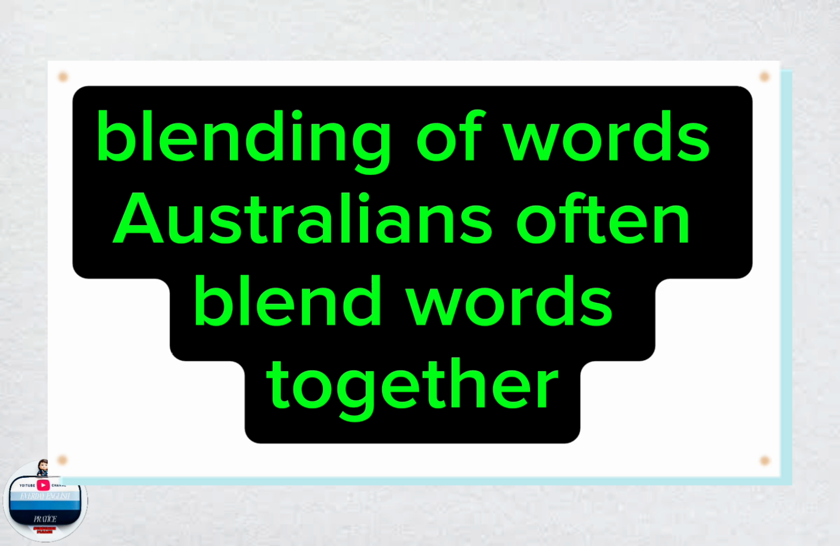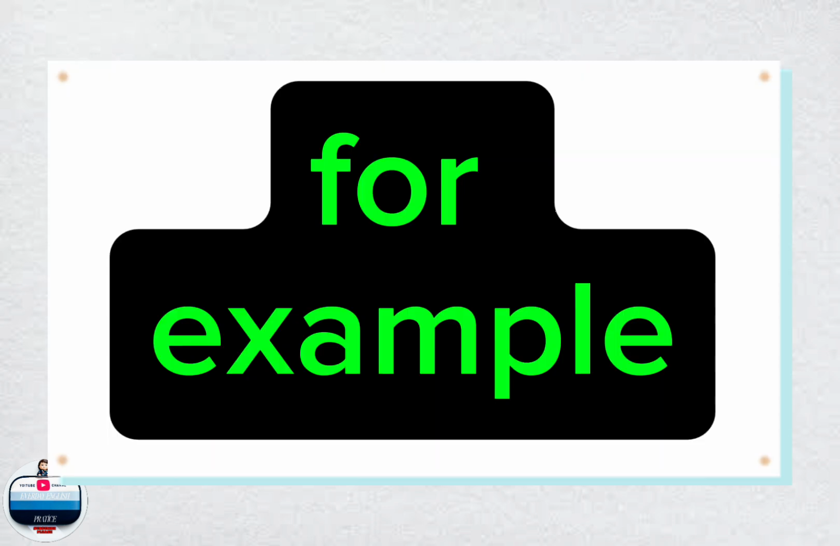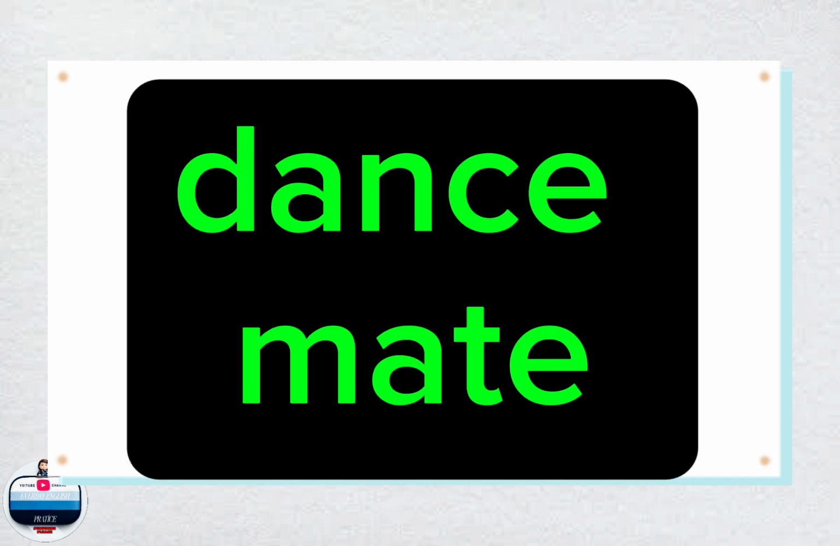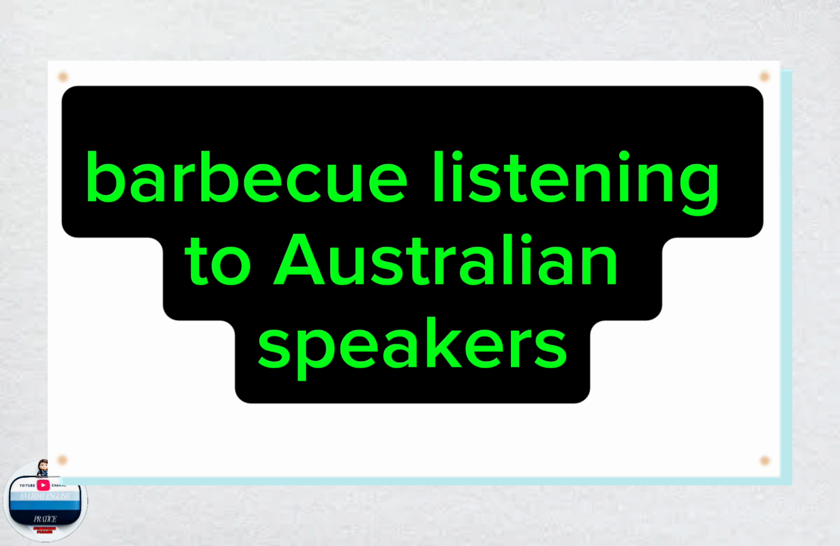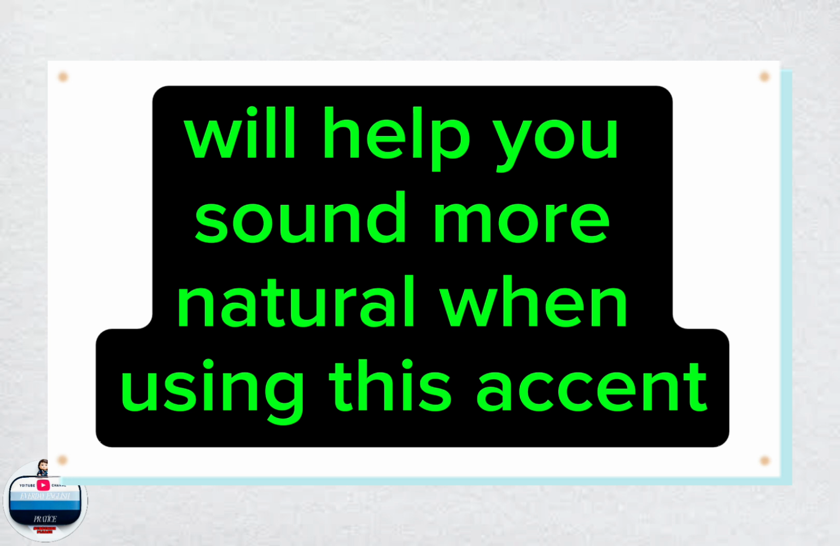Blending of words. Australians often blend words together, making their speech sound more fluid and casual. For example, I'm going to becomes I'm gonna. Practice these Australian words: fish, dance, mate, barbecue. Listening to Australian speakers and trying to imitate their rhythm will help you sound more natural when using this accent.